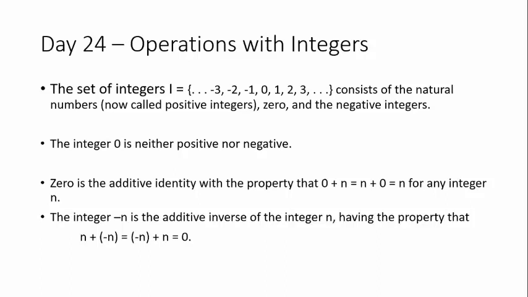0 is also important because it is the additive identity, with the property that when 0 is added to any number, that number is the sum. Also, we need to talk about the additive inverse. When we think about an integer n, the opposite of n is its additive inverse. When we add a number and its opposite, we get 0.